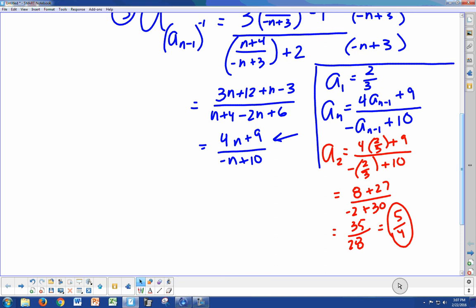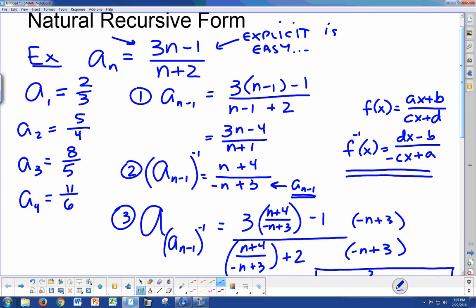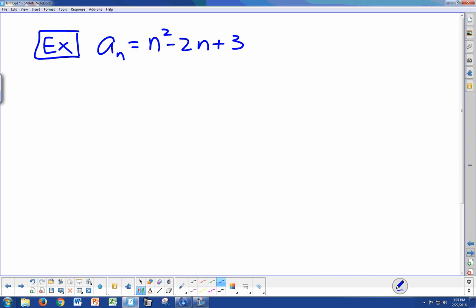But here we now have a recursive definition for this original sequence that you see here, 3n minus 1 over n plus 2 in explicit form. Well, I'm going to finish out this video with one last example, and that is going all the way back to the beginning where we worked with the quadratic.